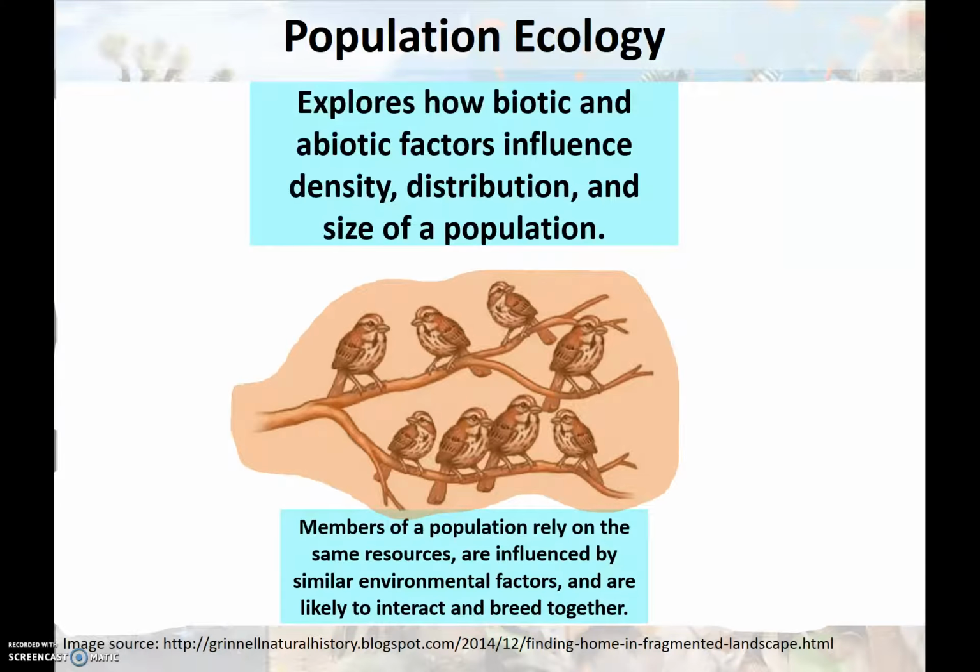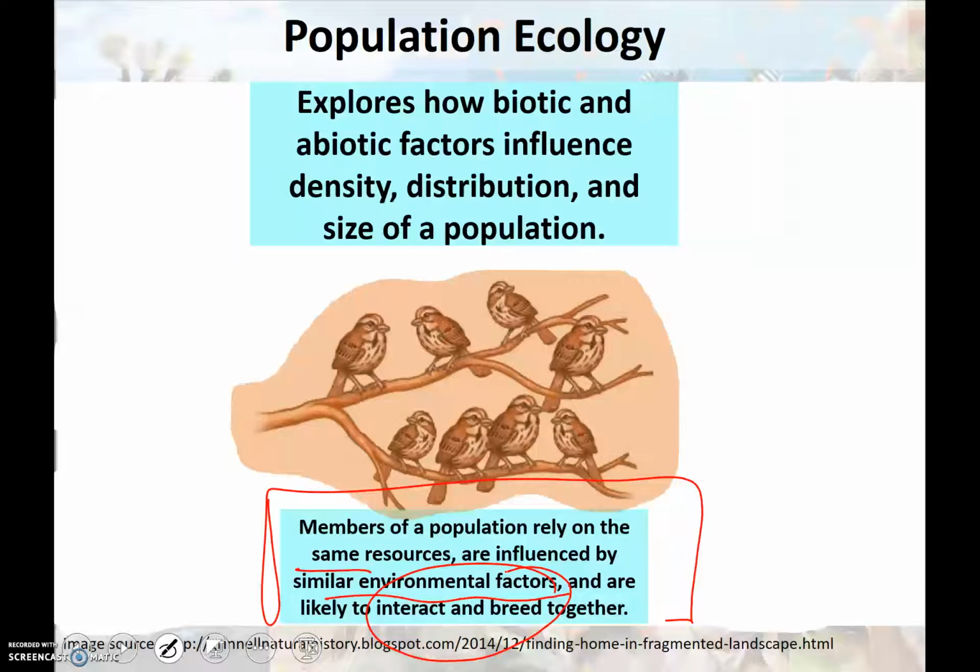So members of a population, now this right here is super key, guys. This box, focus on it. Members of a population rely on the same resources. They're also influenced by similar environmental factors and are likely to interact and breed together. In our next unit, when we talk about evolution, we talk about evolution in terms of populations. And so these factors, that they use the same resources, they're all exposed to the same environment, as well as the fact that they interact and breed together, play a role in both ecology as well as evolution.